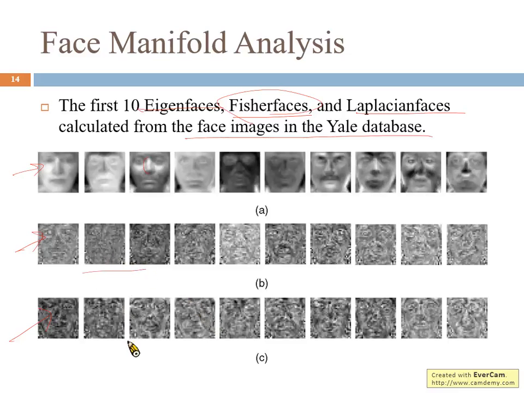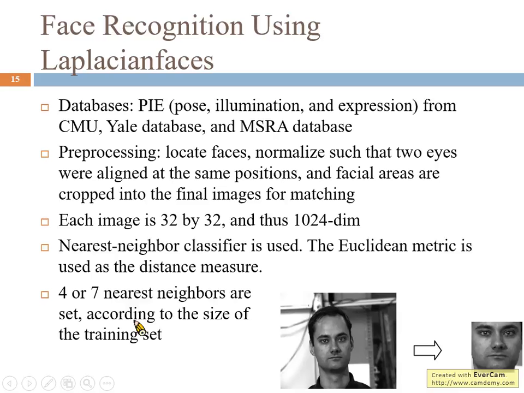Although these Fisherfaces and Laplacianfaces are not much like face images, the combinations of these Fisherfaces or Laplacianfaces are more appropriate to describe face images and facilitate more accurate face recognition. In the evaluation, they use three databases, including PIE from CMU. PIE is pose, illumination, and expression. Then the Yale database and the MSRA database.